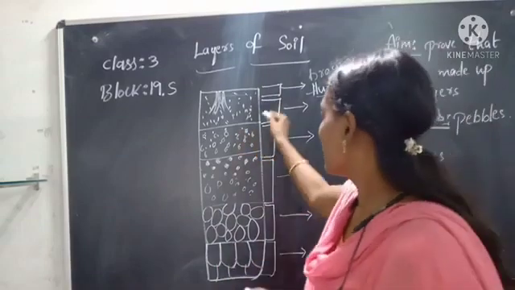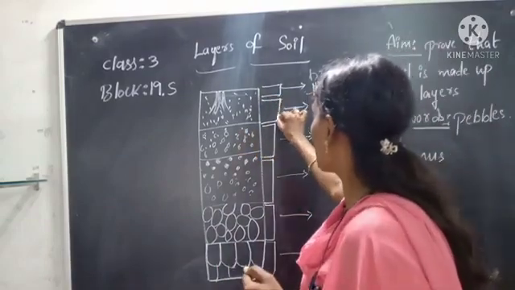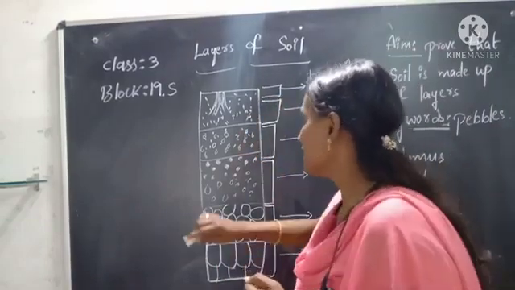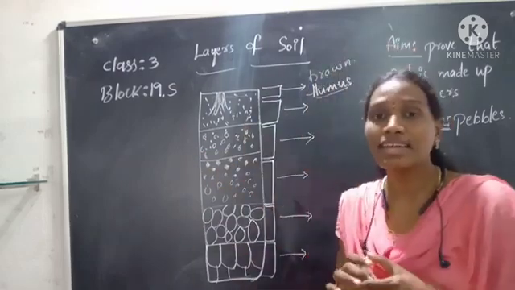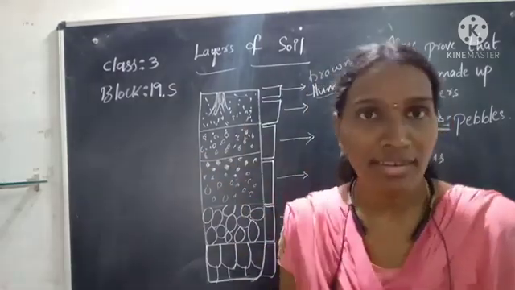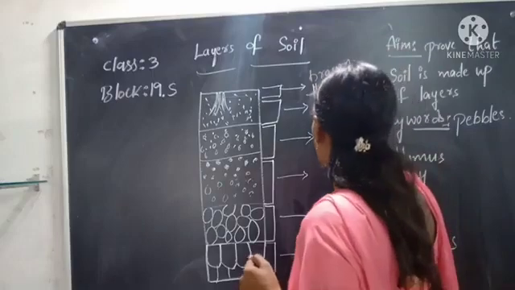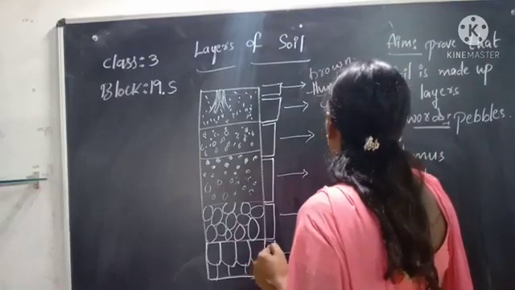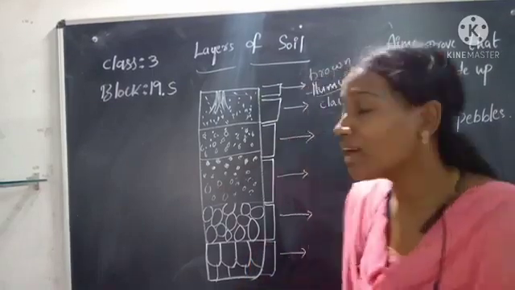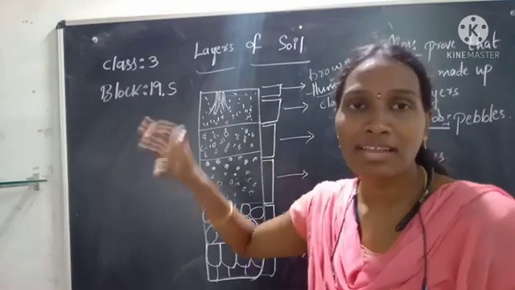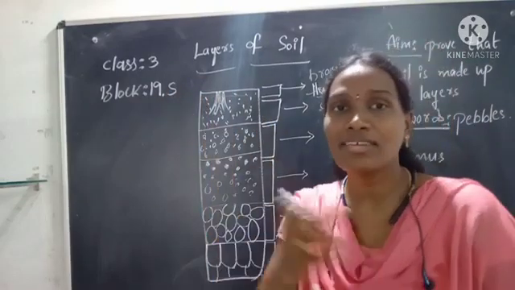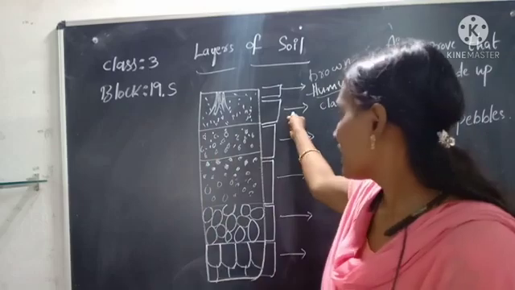Now you can see the second layer. After humus, you can see another layer. The next layer contains fine particles of clay. The second layer of the soil is clay. It has finer particles compared to the first layer.